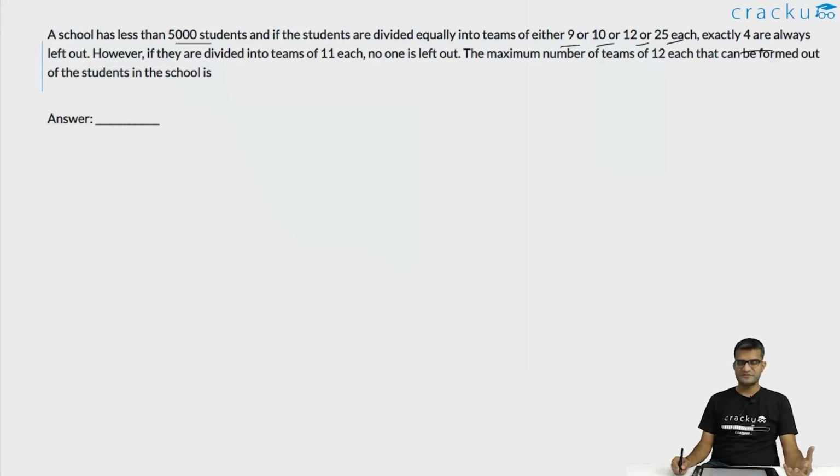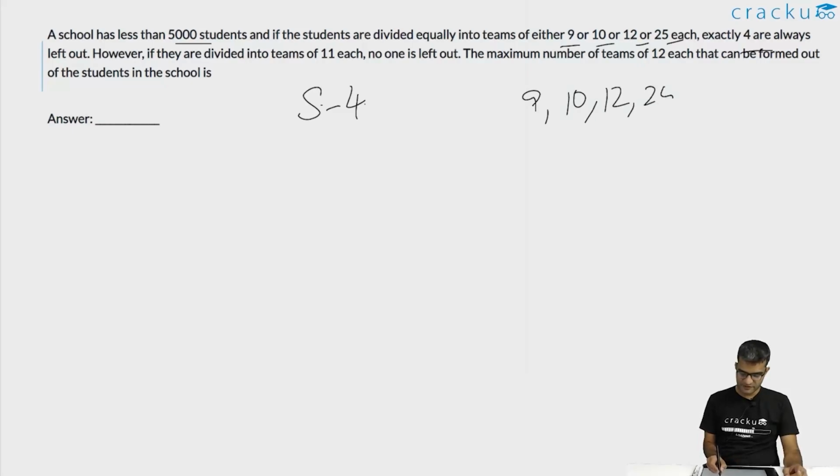So what this means is, if you assume that the number of students is equal to S, and if you deduct 4 from S, that is S minus 4, S minus 4 is a multiple of 9, it is a multiple of 10, it is a multiple of 12, it is a multiple of 25. So S minus 4 is a multiple of the LCM of 9, 10, 12 and 25. What is the least common multiple? That is the smallest number, which is a multiple of 9, 10, 12 and 25.